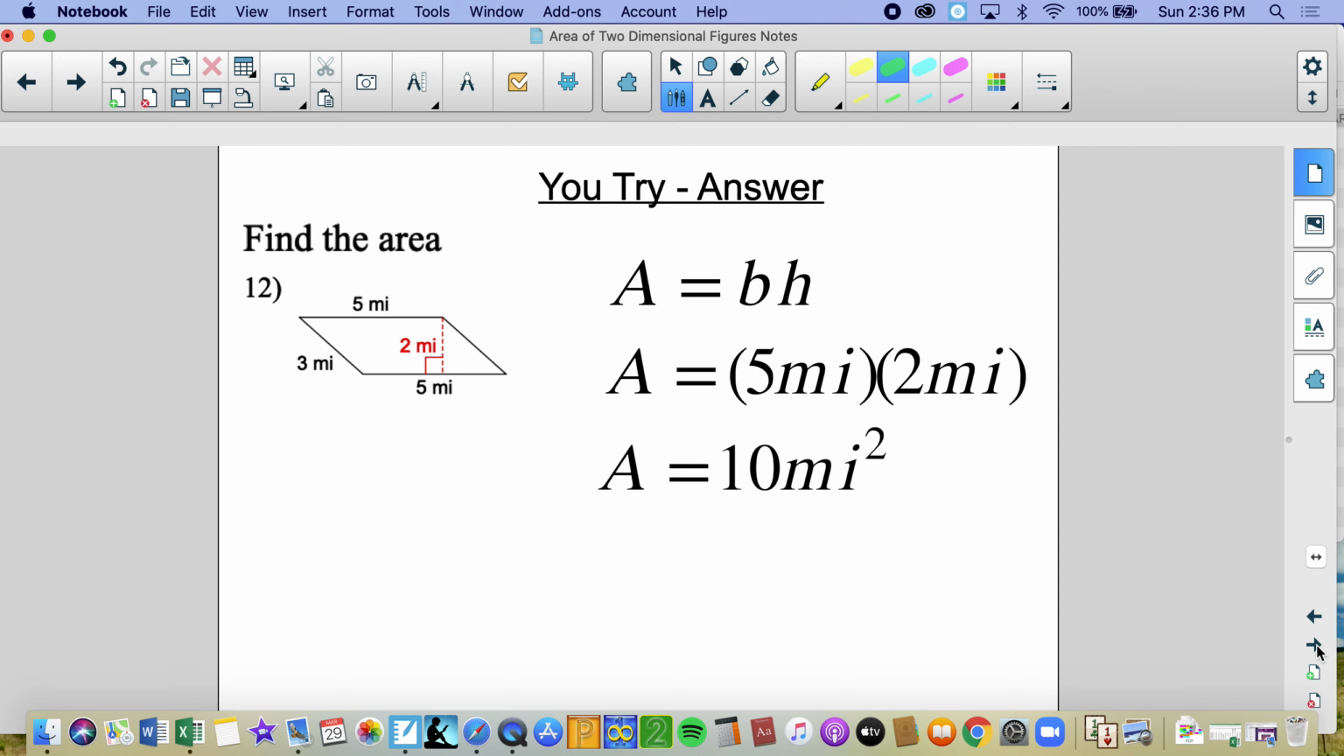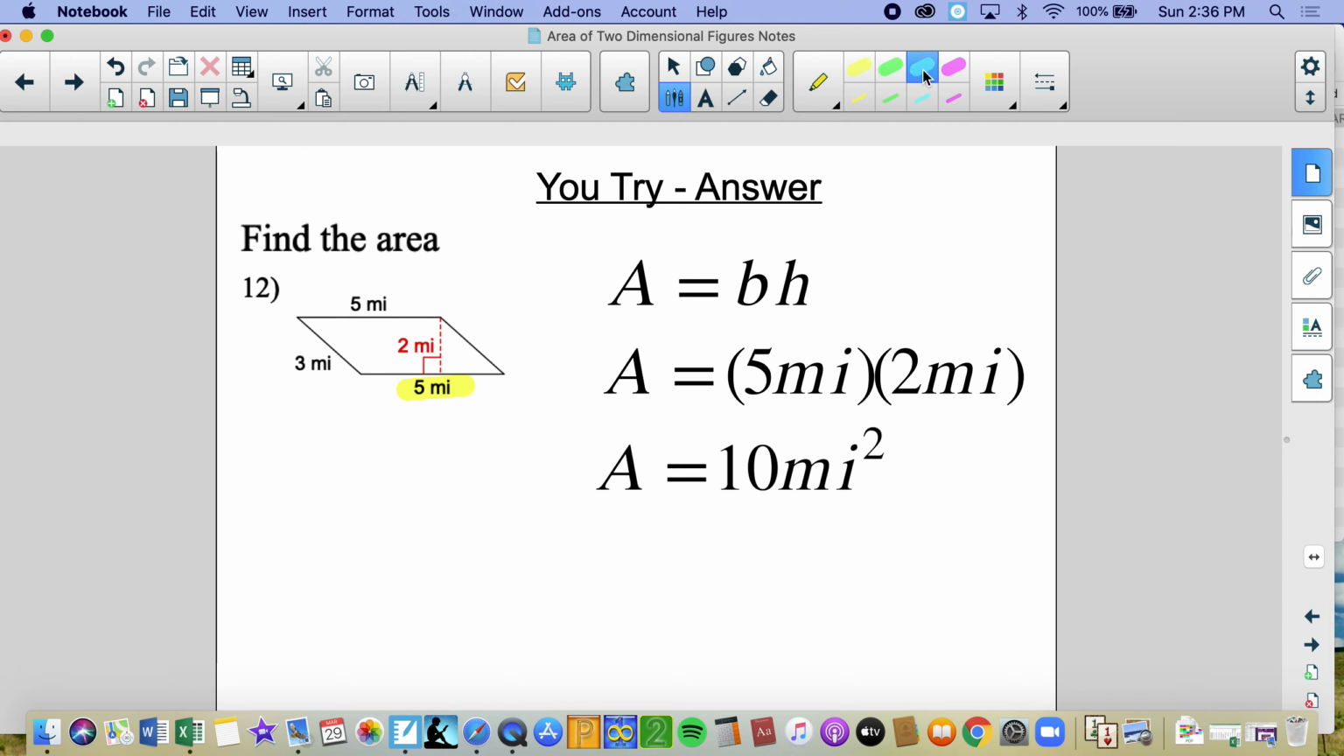So our base is going to be 5 miles. That's a long base. And then our height, which is perpendicular to the base and goes from the bottom to the top of the object, would be 2 miles. So we have base times height: 5 miles times 2 miles gives us 5 times 2 is 10, and miles times miles is miles squared.